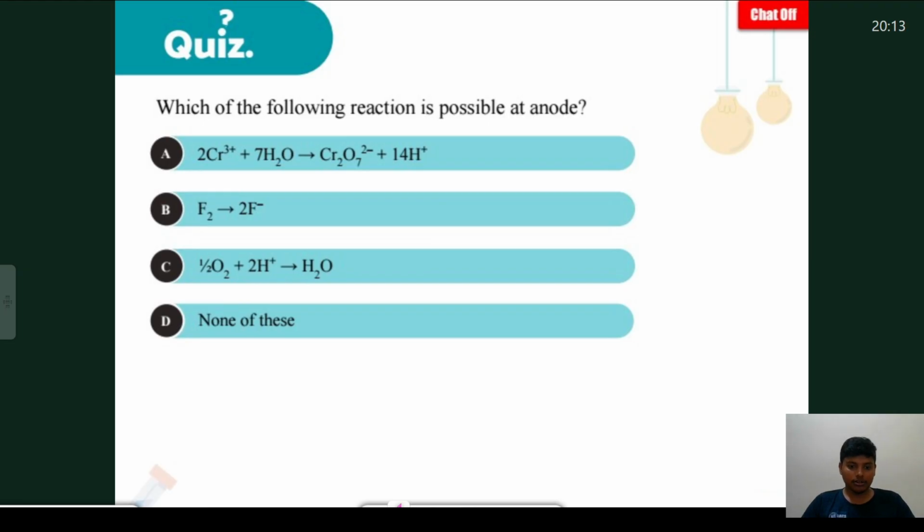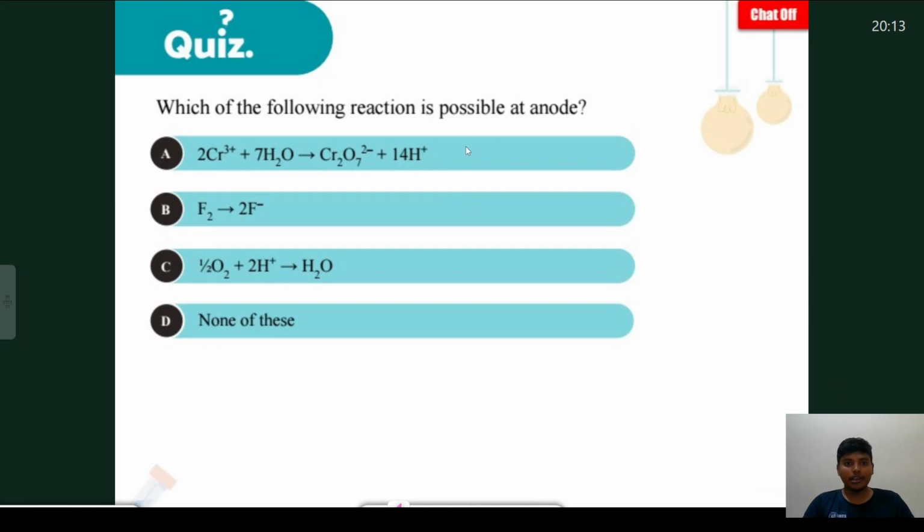A is also oxidation, right? Yes, from +3 to +6. B also oxidation. They are asking possible, not impossible. A is oxidation. Okay. B is reduction. Yes, sir. So the answer should be A, right? Yes or no? Yes, sir.